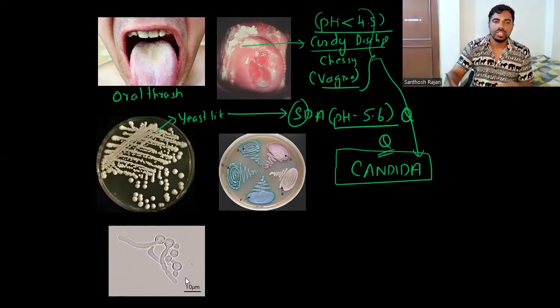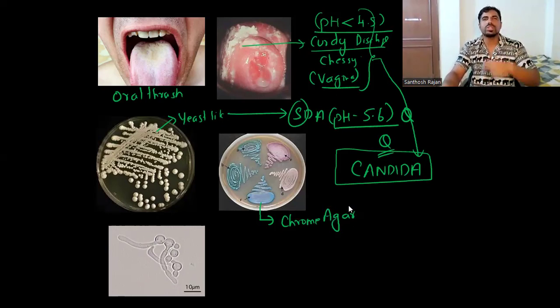Now the next one, this is Candida. If you see, this is a CHROMagar. CHROMagar is used to speciate according to the different colors. So you will speciate Candida albicans, parapsilosis, glabrata, so many species. The most resistant one is krusei. Also Candida auris, which is more resistant.